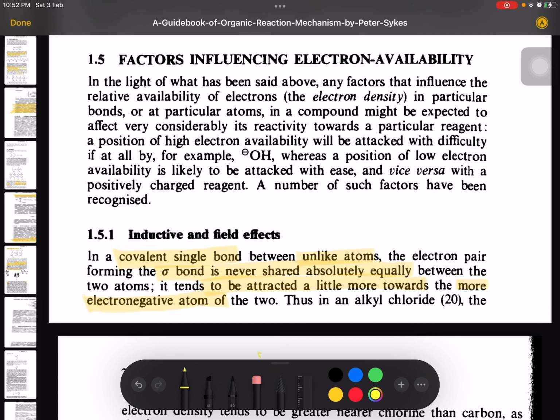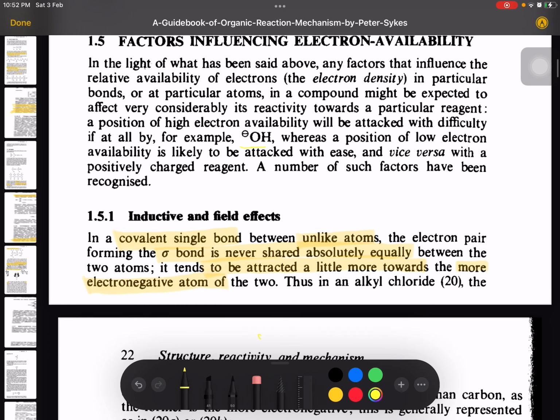Factors influencing electron availability. In the light of what has been said, any factor that influences the relative availability of the electron density in particular bonds or particular atoms in a compound might be expected to affect very considerably its reactivity towards a particular reagent. A position of high electron availability will be attacked with difficulty by, for example, OH minus, whereas a position of low electron availability is likely to be attacked with ease, right?